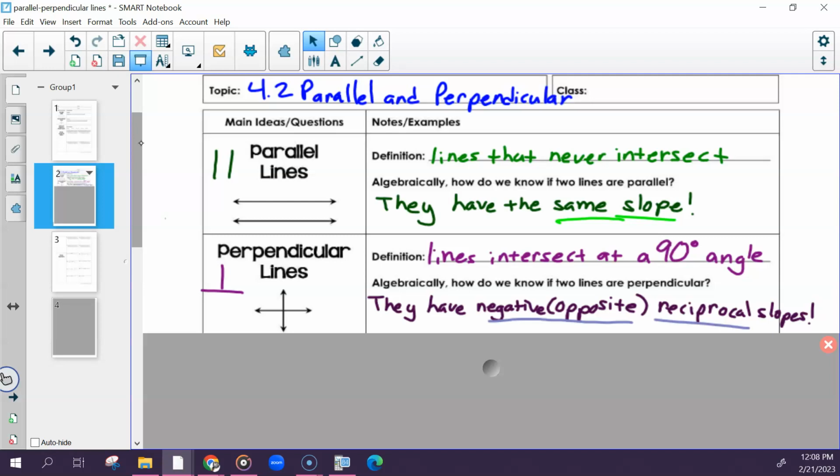Then for perpendicular lines, the graphical definition is lines that intersect at a 90-degree angle, so that it kind of makes like that T. That's what we were talking about. You'll learn more about angles in geometry. Algebraically, they have negative or opposite reciprocal slopes, and we'll talk about that definition here in a second. And then this upside down T is the symbol for perpendicular lines.